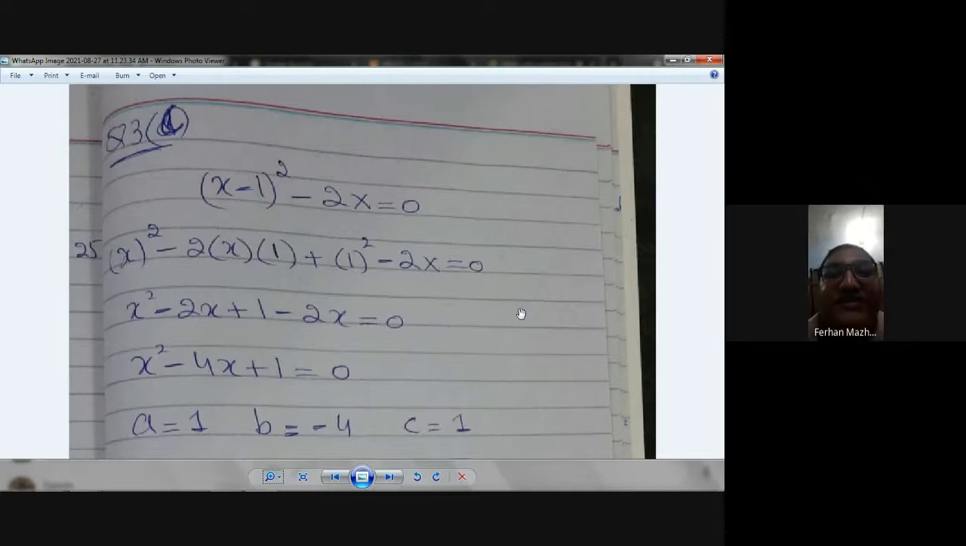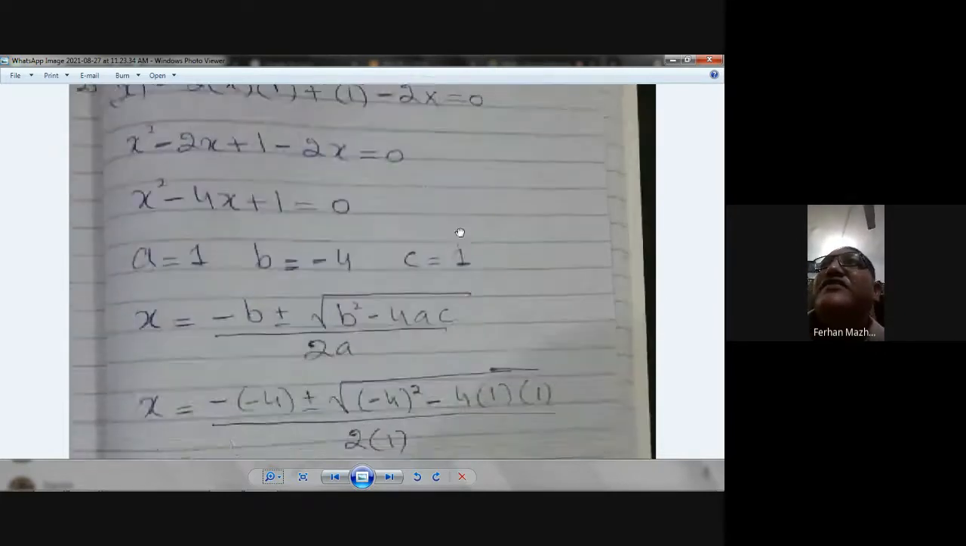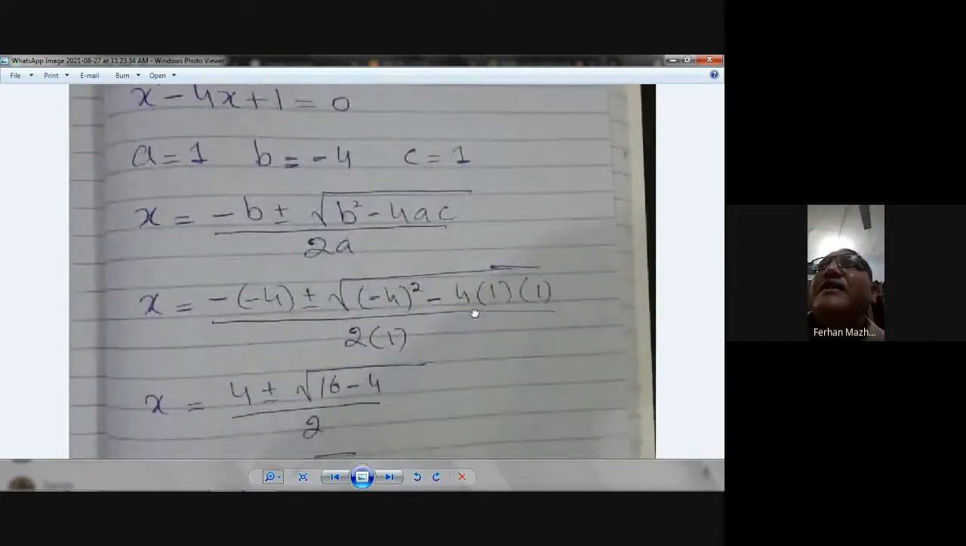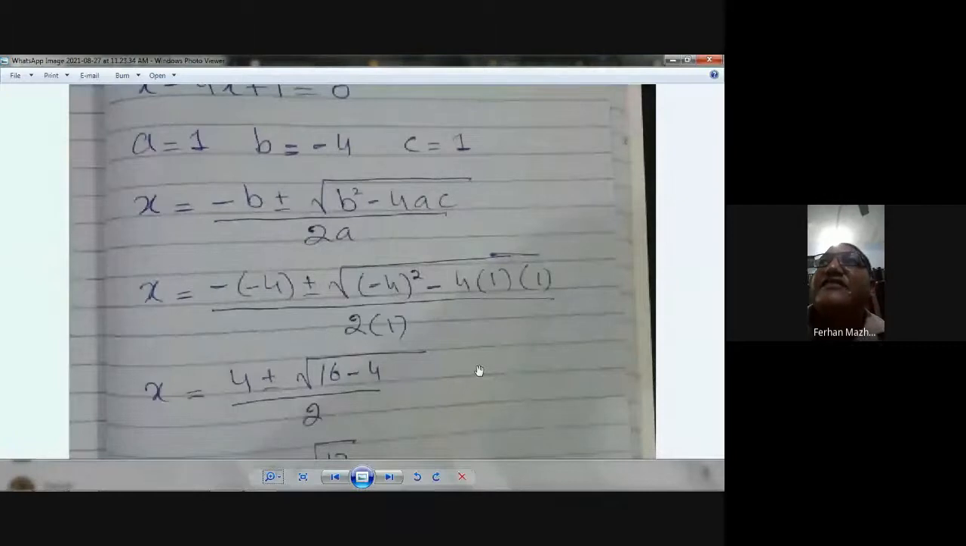The coefficient of x square is 1. The coefficient of x is minus 4. And the constant term is 1. So I will apply the quadratic formula: x equals minus b plus minus under root b square minus 4ac, the whole thing divided by 2a.